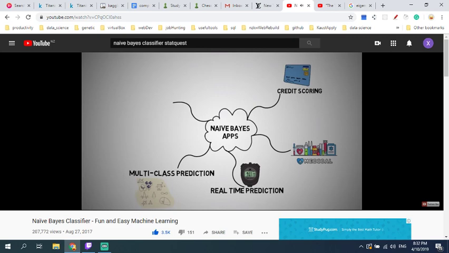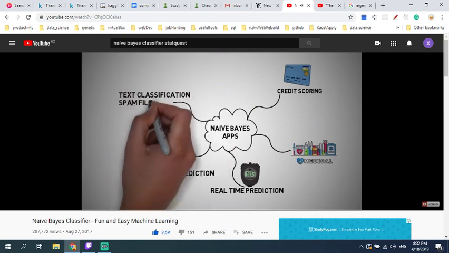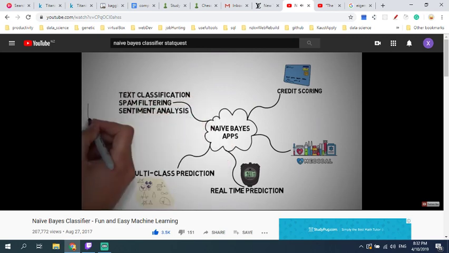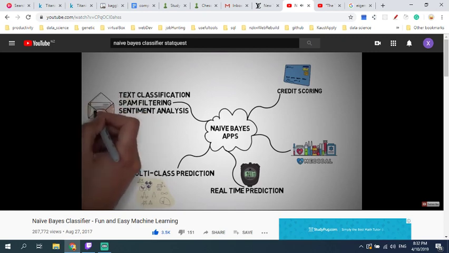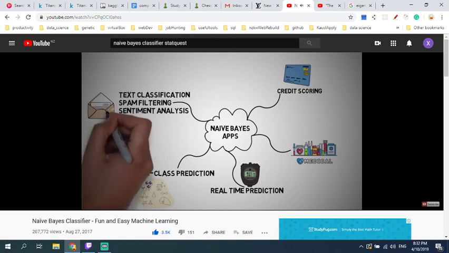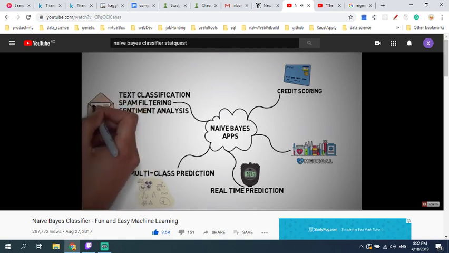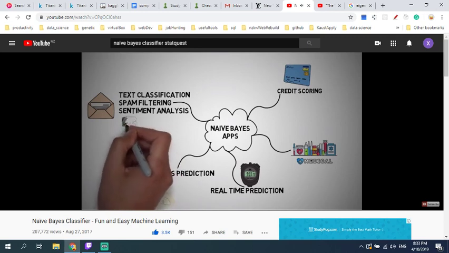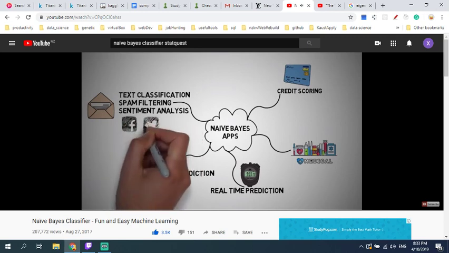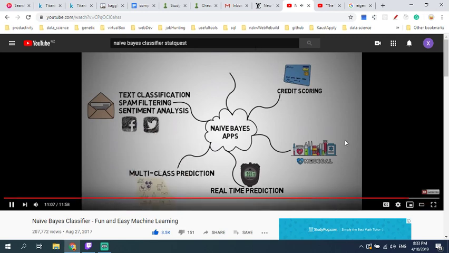It can be used for text classification, spam filtering, and sentiment analysis. So the naive Bayes classifier is mostly used in text classification due to better results in multi-class problems and the independence rule, having a higher success rate as compared to other algorithms. As a result, it is widely used in spam filtering to identify spam email, and sentiment analysis in social media analysis to identify positive and negative customer sentiments.